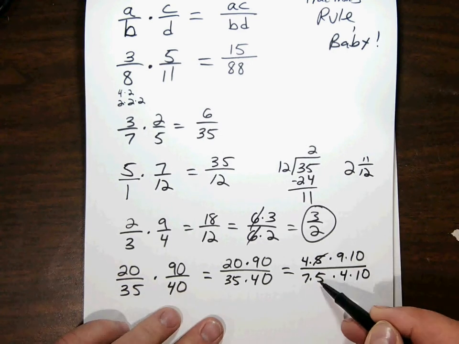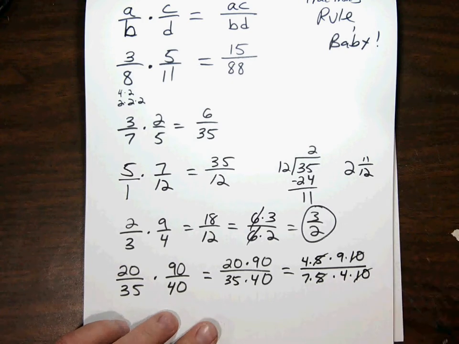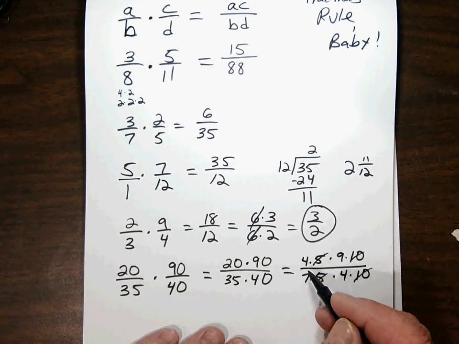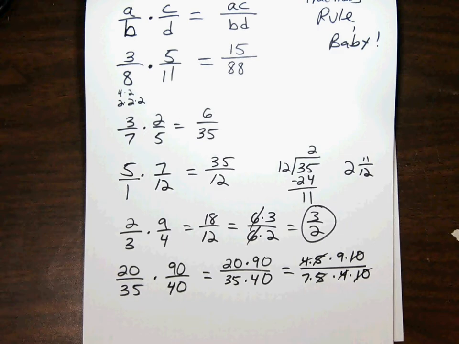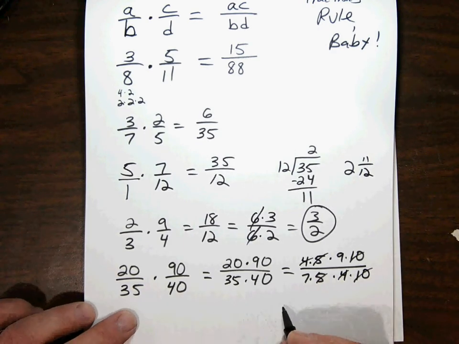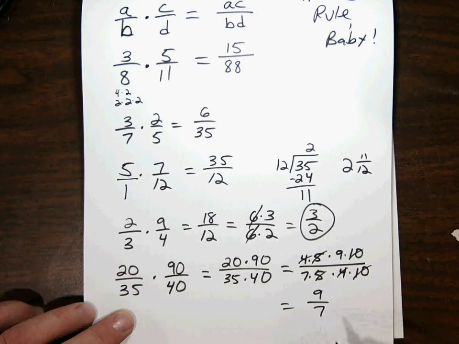And you see right there, I can kill off some 5s and kill off some 10s right there. And 4s. Woo! I didn't even see that. Now I saw it. I'm done. 9 over 7. Okay? Just like that.